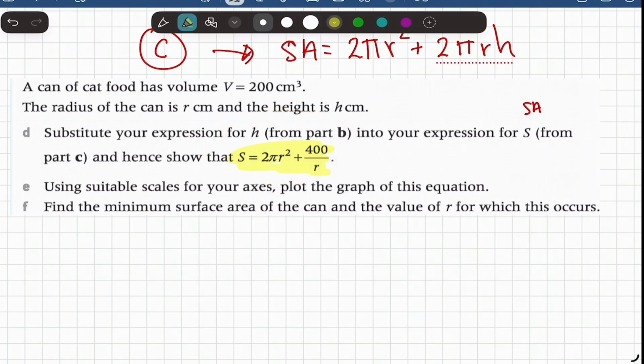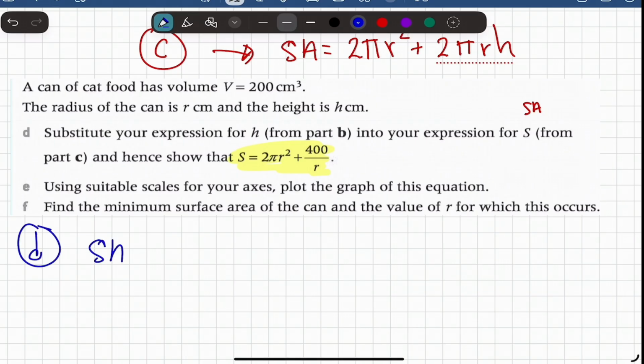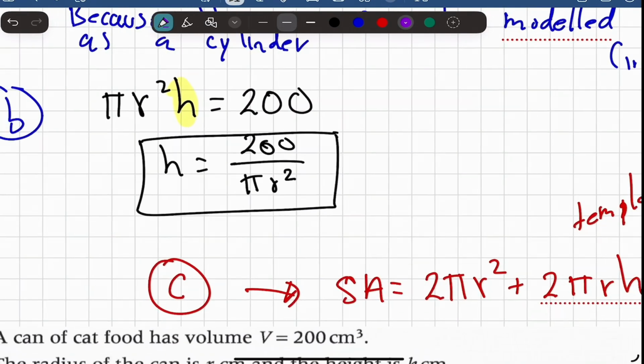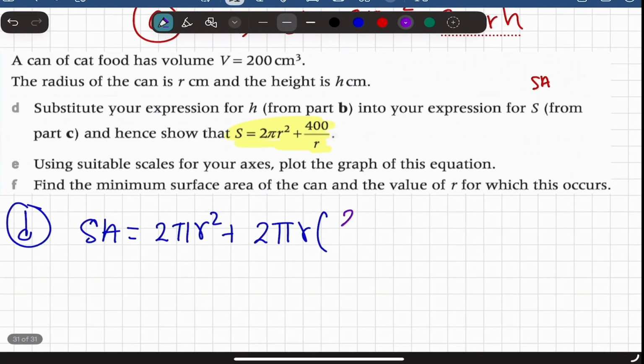Okay, so what we are going to do for D, let me show you here, D. So we can say the surface area is 2 times pi radius squared plus 2 times pi radius, and here comes a trick. What is our H? Remember, 200 divided by pi radius squared. Okay, so we have substituted the value. Then what else? We need to simplify using algebra.